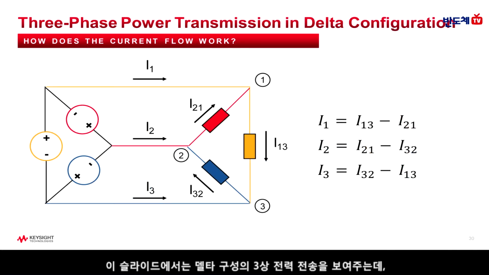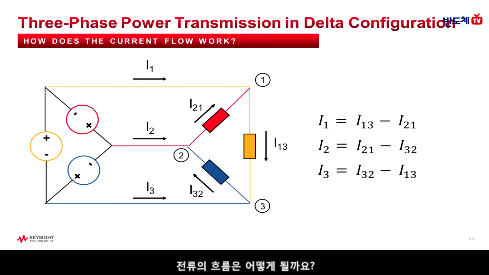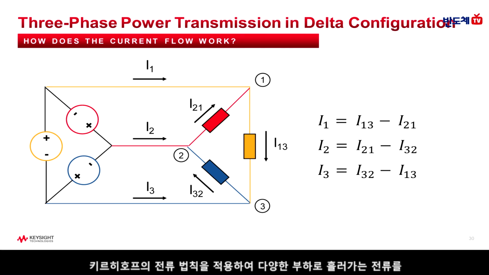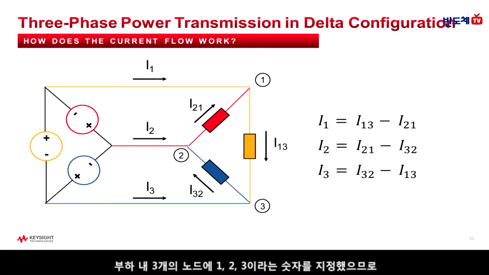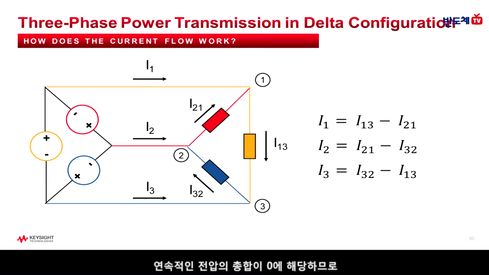This slide shows 3-phase power transmission in the delta configuration, and you might ask, how does the current flow work? Actually, this is not so hard to do. You can calculate the currents flowing to the various loads just by simply applying Kirchhoff's current law, which I've done here just for reference. I've labeled the three nodes in the load with 1, 2, and 3. So hopefully it's clear how this is flowing. It's fairly straightforward once you understand the basic concept that you can configure these in a delta configuration, because the voltages sum to 0 in series.